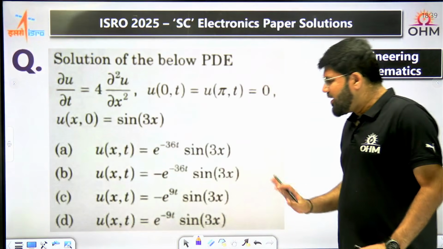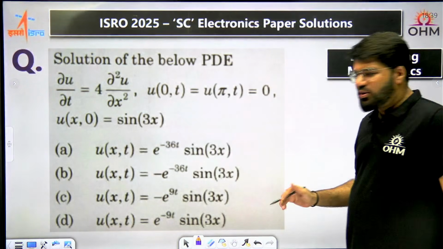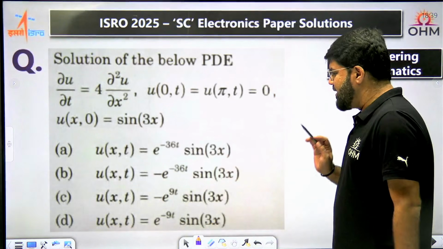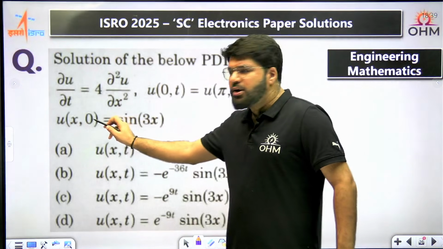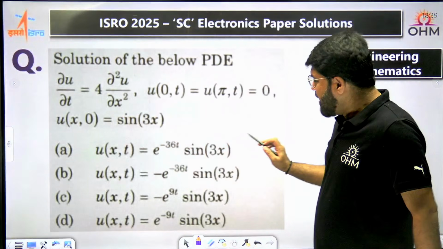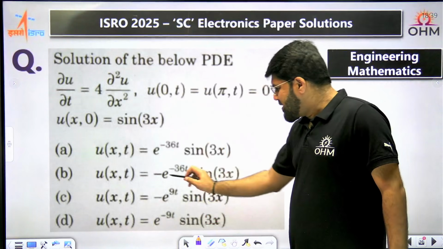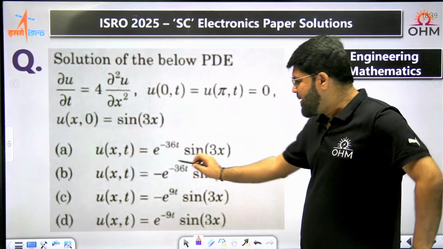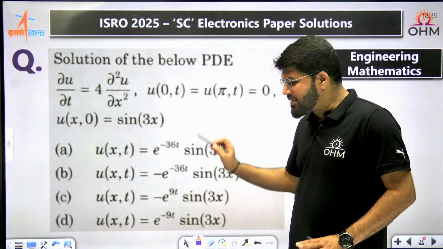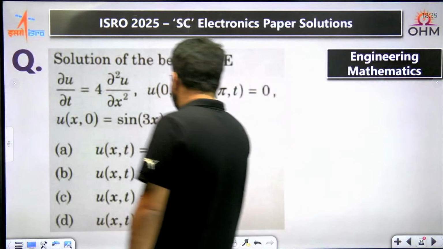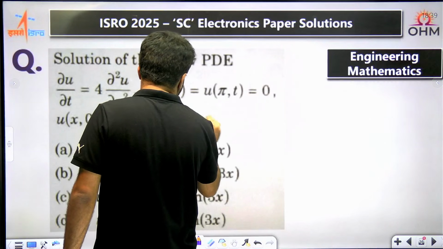Now very clear. First I'll tell you the logical way of solving it. If u of x comma 0 is sine 3x, that means when I put t equal to 0, the answer should be sine 3x. If I put t equal to 0, all e power 0 will be 1. But if you put e power 0, then how would minus sine 3x come? So B, C and D with minus are not possible. It has to be plus sign. That means A or D. So this clearly hints that the answer has to be A or D.